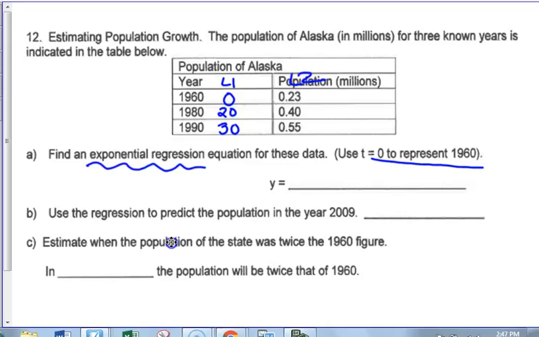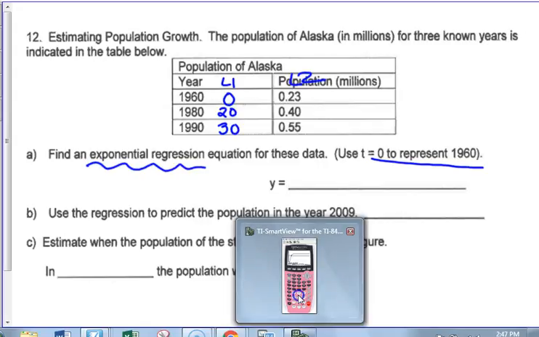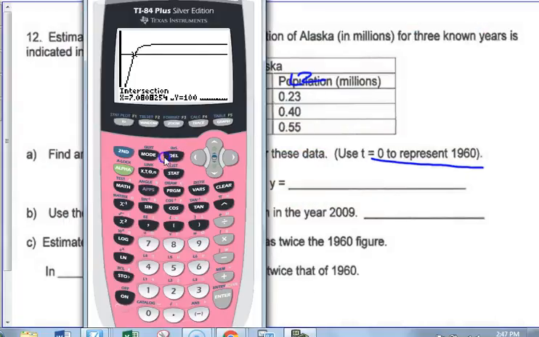This one? Yeah. Okay. This is a calculator question. It says estimating population growth: the population of Alaska in millions for 3 known years is as below. And then down below it says use t equals 0 for 1960. So we would have year 0. 20 years later would be 1980, and 30 years later would be 1990. I like this question because we only have to input 3 data points.